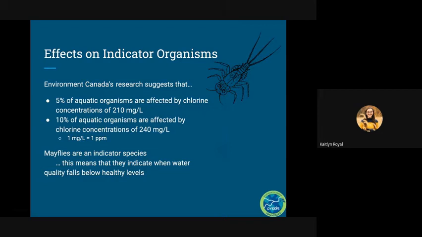Mayflies are an example of an indicator species. Indicator species indicate when water quality dips below healthy levels. These are the first organisms to be affected when the waterways are not at a healthy level.